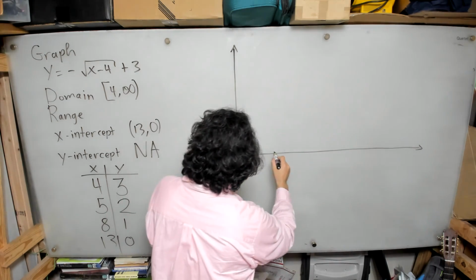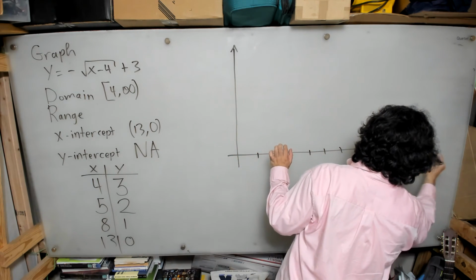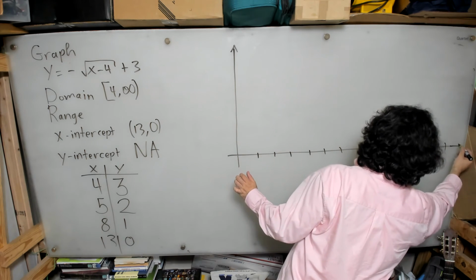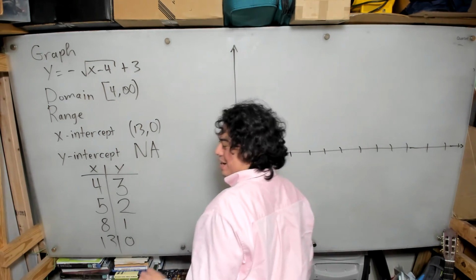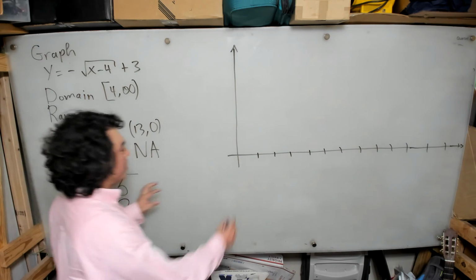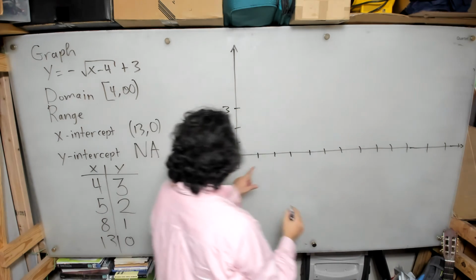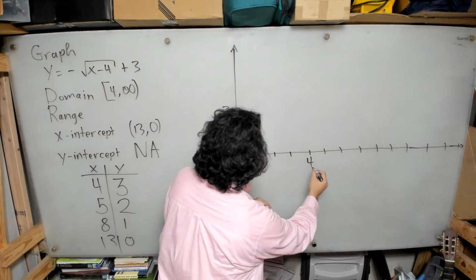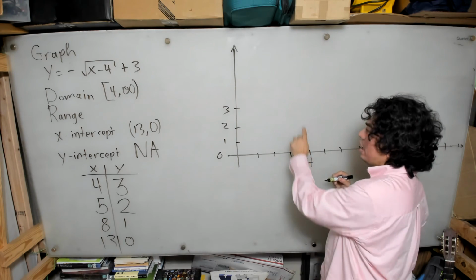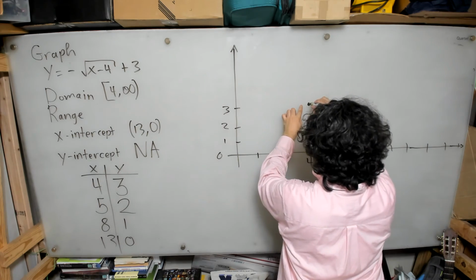Let me see here: 1, 2, 3, 4, 5, 6, 7, 8, 9, 10, 11, 12. Oops, I made them too long. Let's say 13 over here. And then at 4 we have 3, so let's say 1, 2, 3 up the y. Along my x, 1, 2, 3, 4, I'm going to have the value 3. So for the point 4, 3, I go 4 to the right along the x, and then 3 up. Like about right there, right?